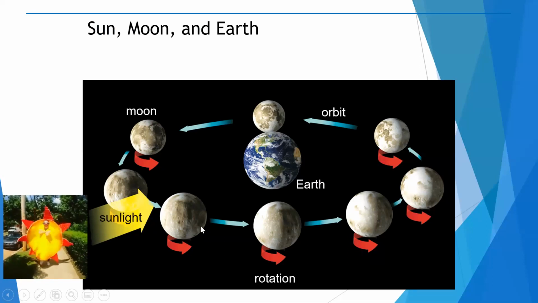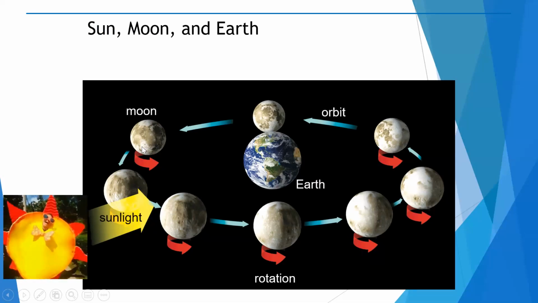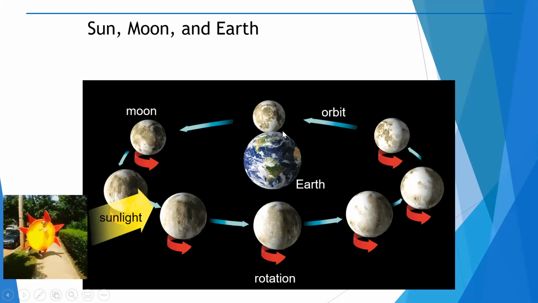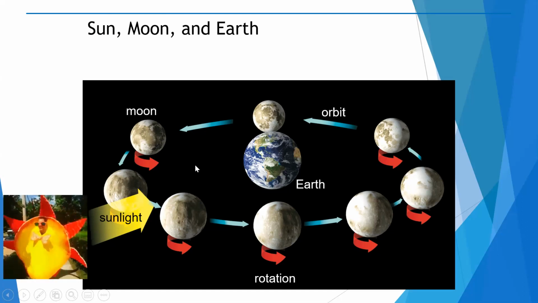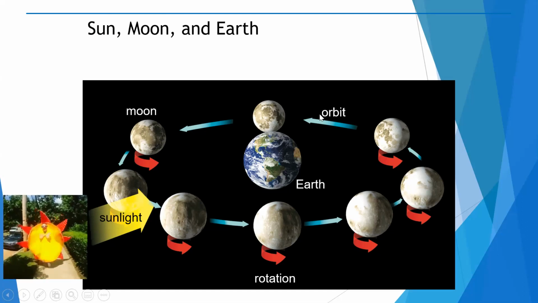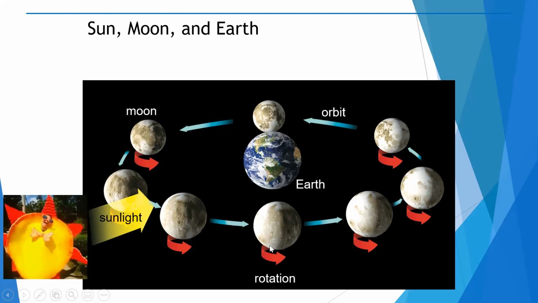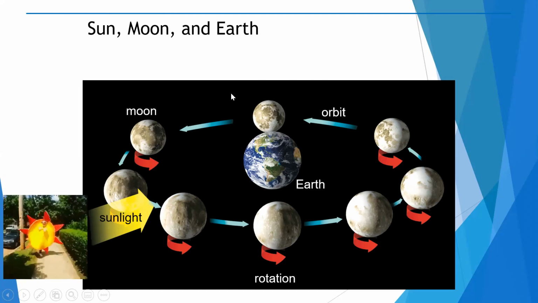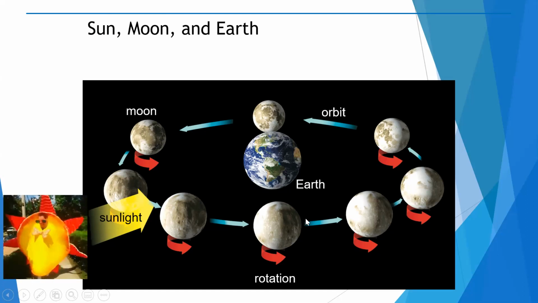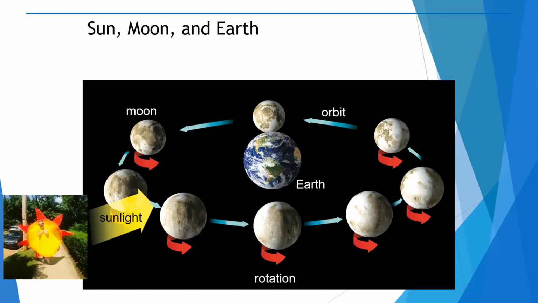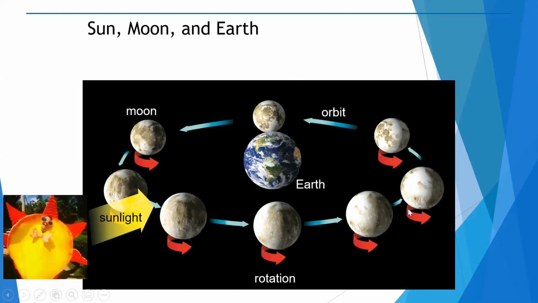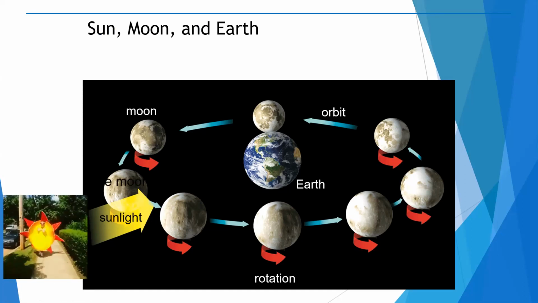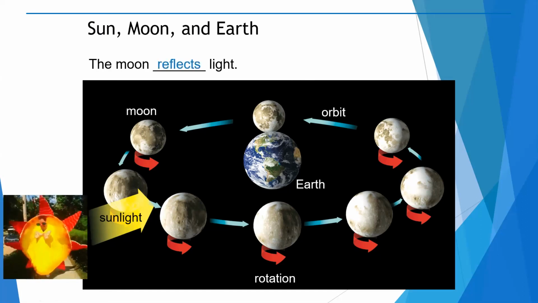You've got the moon, and the moon also rotates while it revolves around the Earth. Notice the space in between as it goes around the Earth; that is known as its orbit. The moon spinning around on its own is known as rotation. The moon going around the Earth is known as a revolution. The path that the moon uses to go around the Earth is known as its orbit. So the moon reflects light.